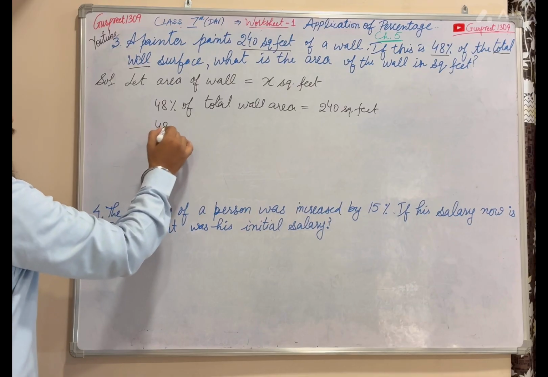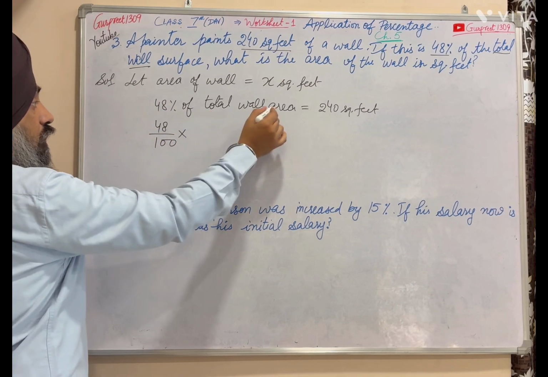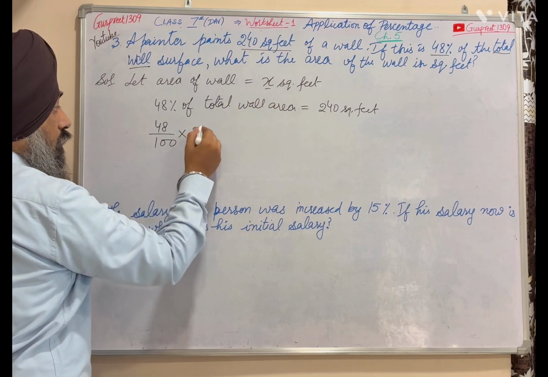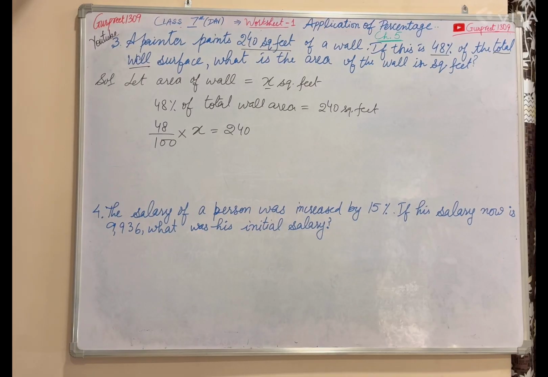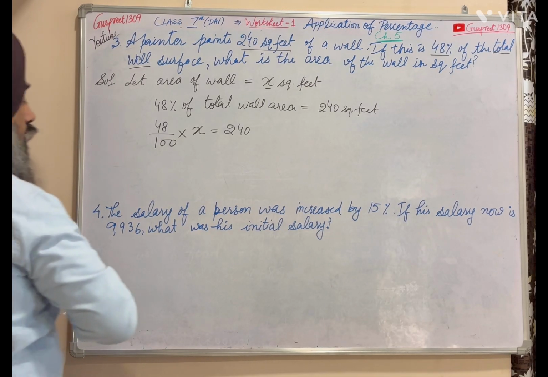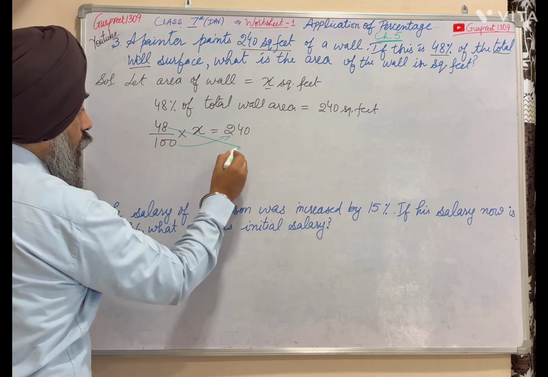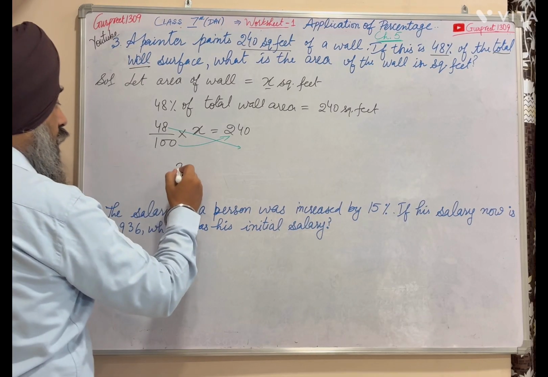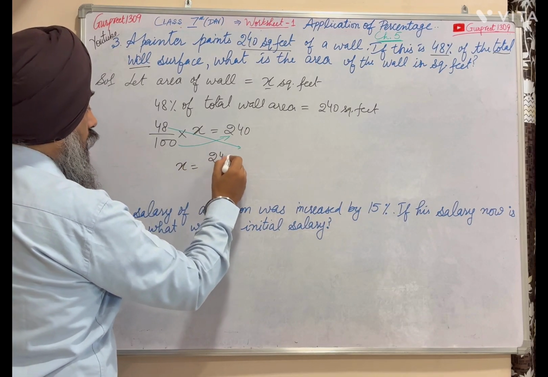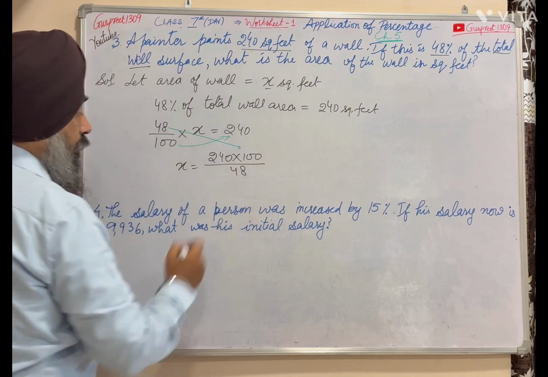48 percent, so we apply 100 in the denominator of the multiplication. Total wall area means x is equal to 240. So now we have to find the value of the variable x. Here the 100 will go up in the numerator and 48 will go down in the denominator. So we will write it in the next step. x is equal to 240 multiplied by 100 divided by 48.